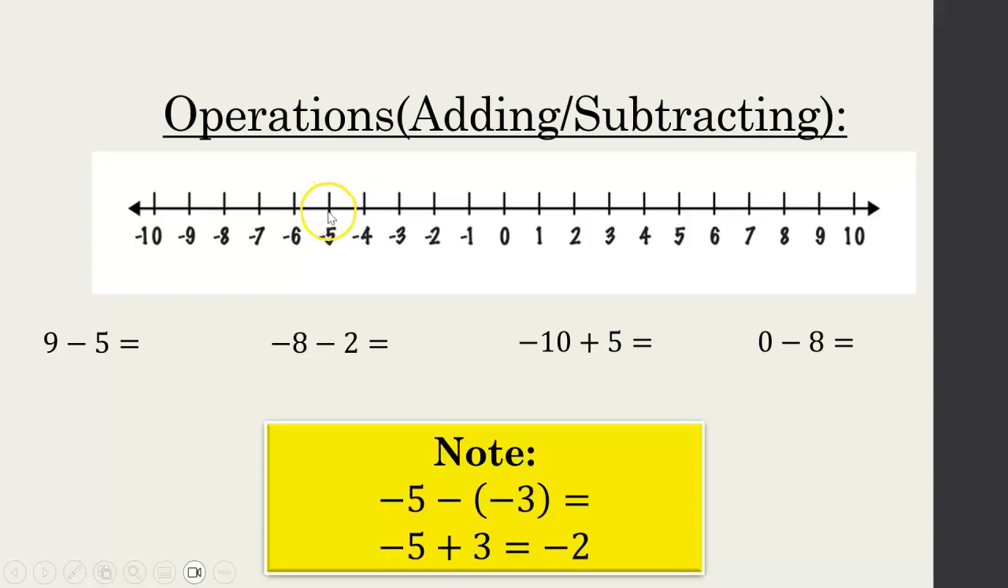Minus, okay, so I'm going to be going in the negative direction. So I'm going to be going this way. But then it's minus 3. So what's kind of happening is I'm going in the negative direction, but I'm then going in the negative of the negative direction. So I started going this way, but it's actually the negative of this, so it's going that way.